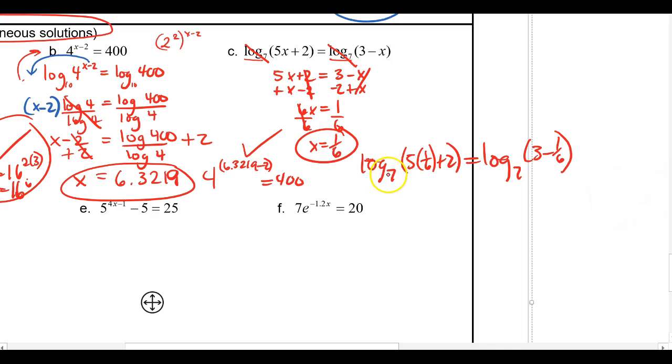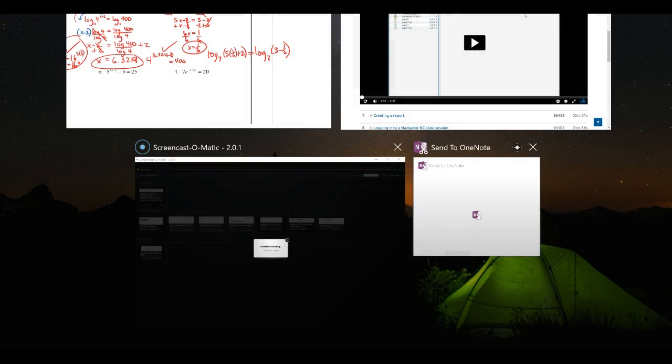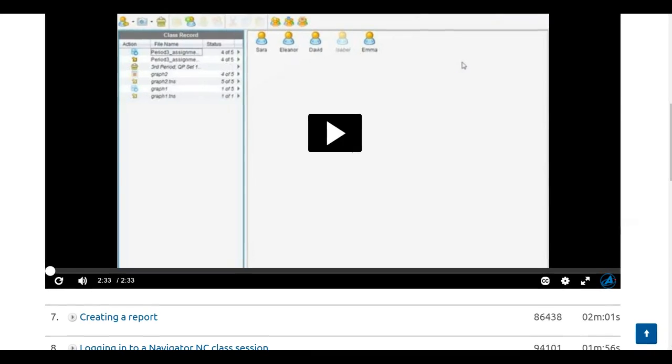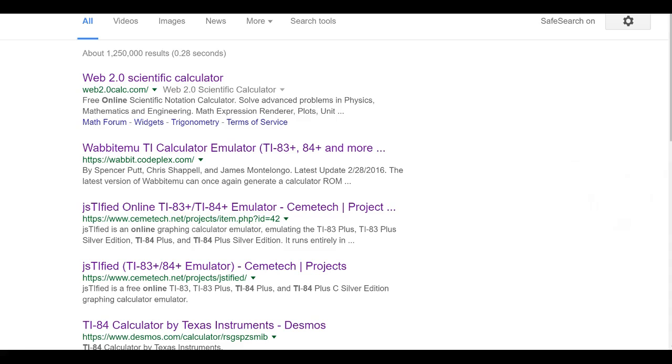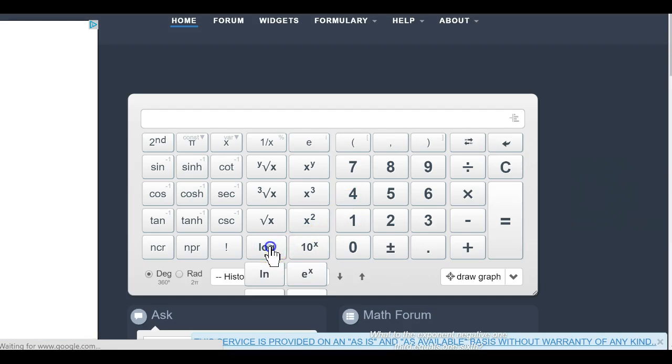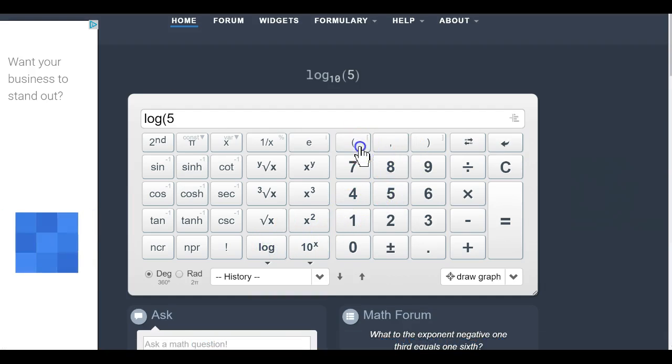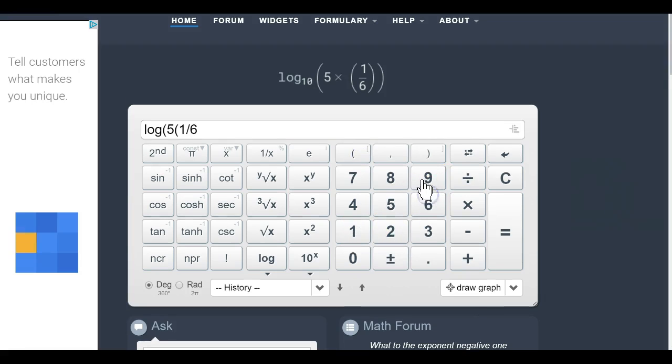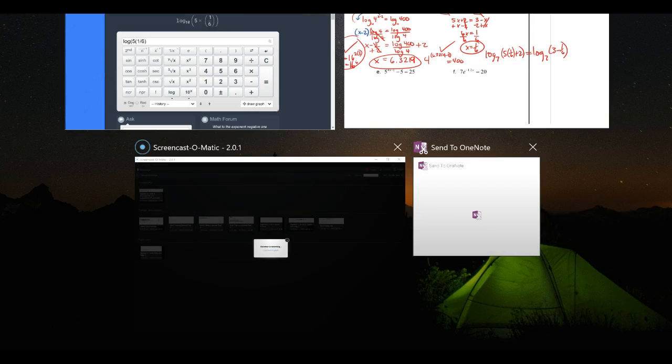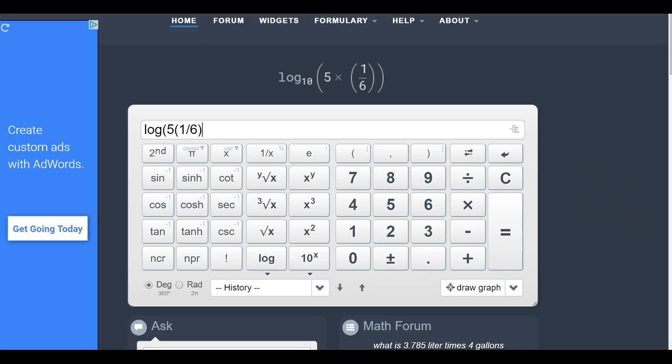So if I decided to use 10 instead of 7, and I use 10 over here, it'll still work. Okay, so I'm just going to go ahead and use regular log on our online calculator. So let's go to our online calculator. If I do log of 5 times 1/6, and I'll put that in parentheses, and that's plus 2. Put all of that in parentheses. Let's figure out what that's equal to.